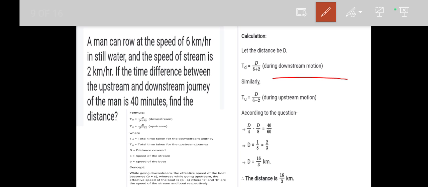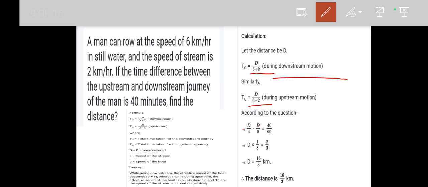So D by 4 minus D by 8 is equal to 40 by 60. This is actually given in the question, the time difference between the upstream and the downstream journey. Now you understand why I took the upstream first and then downstream, right? So the difference between upstream and downstream is given. So first we need to consider upstream, taken here first, and downstream taken here second. So D by 4 minus D by 8 is equal to 40 minutes.